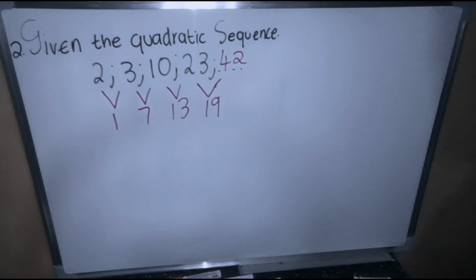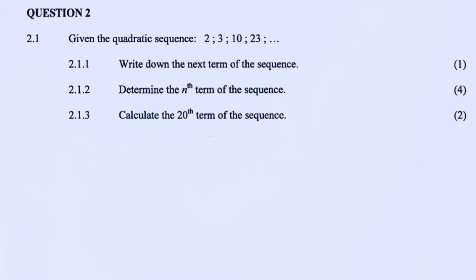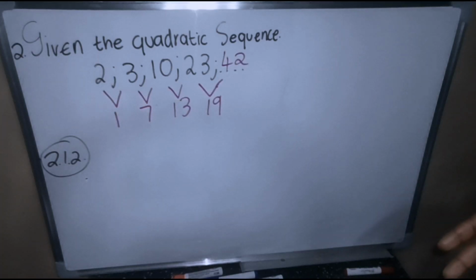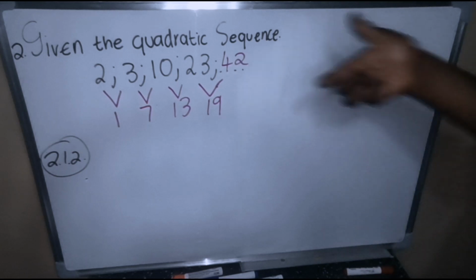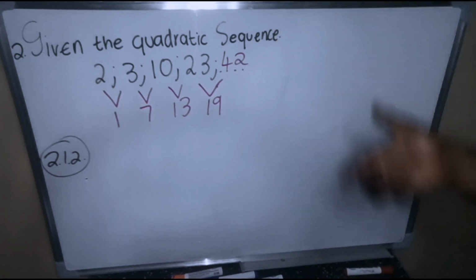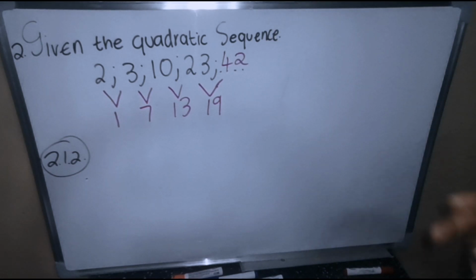This is how you find the next term of a quadratic sequence. Are we clear? Yes, guys. Now, let us leave it like that. Let us go to 2.1.2, find the nth term of the sequence. The nth term of the sequence is generally the formula for this quadratic sequence. That's the basic logic behind the general term.